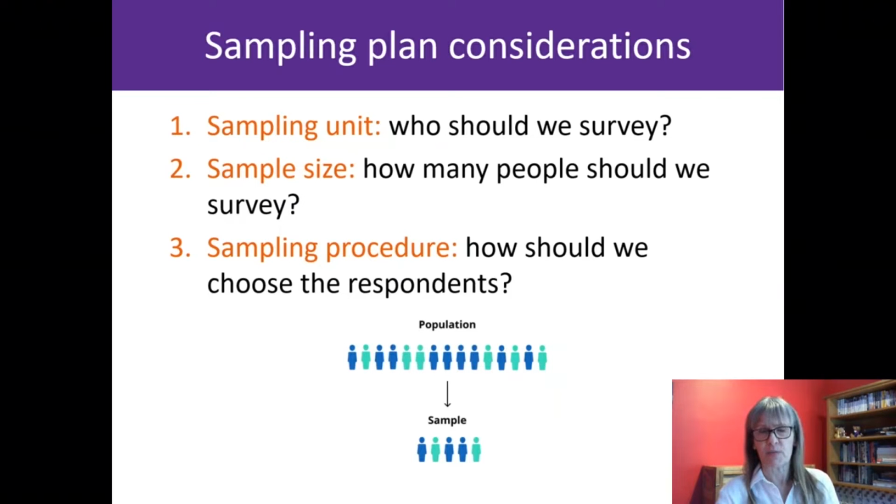There are three considerations when you're putting together your sampling plan. The sampling unit, who should we survey? The sampling size, how many people should we survey? And sampling procedure, how should we choose the people that we want to talk to?